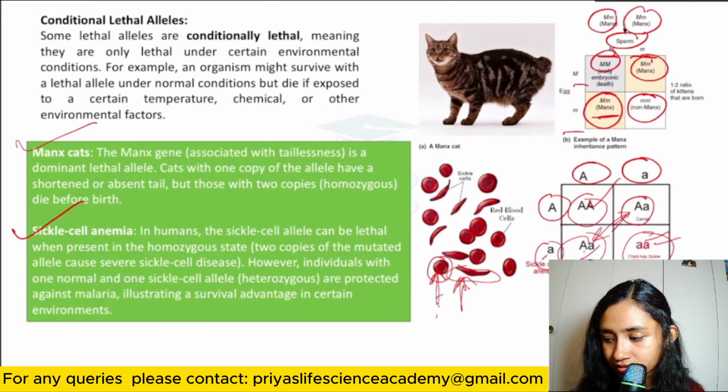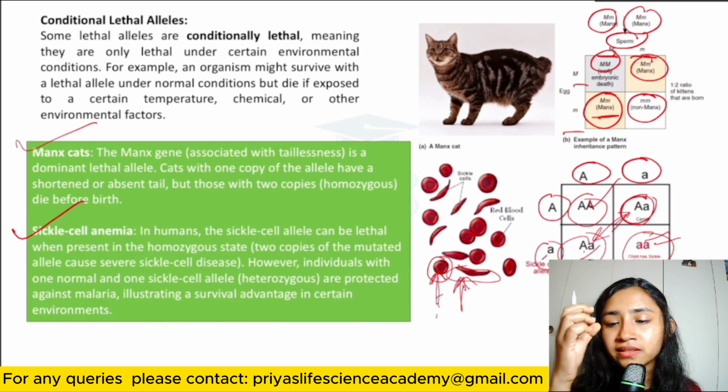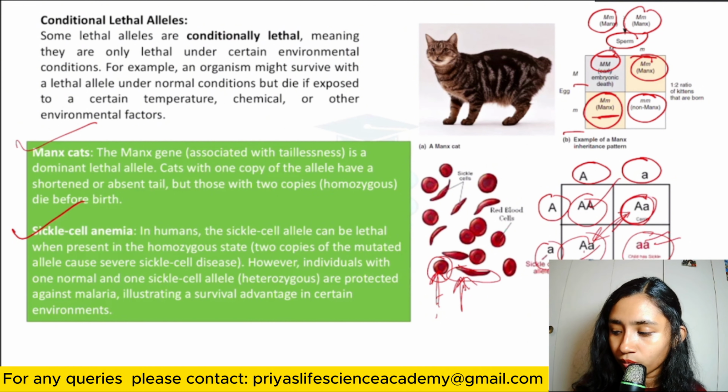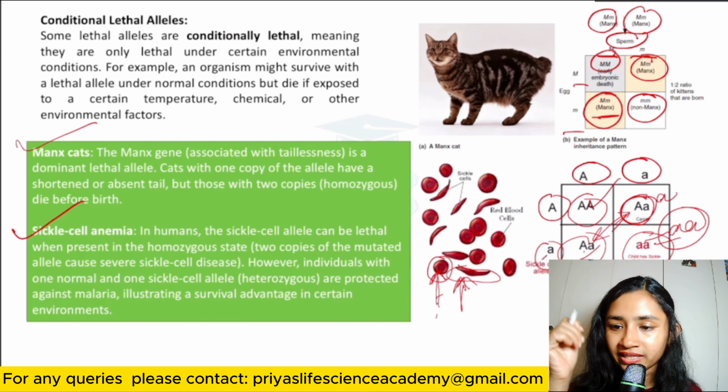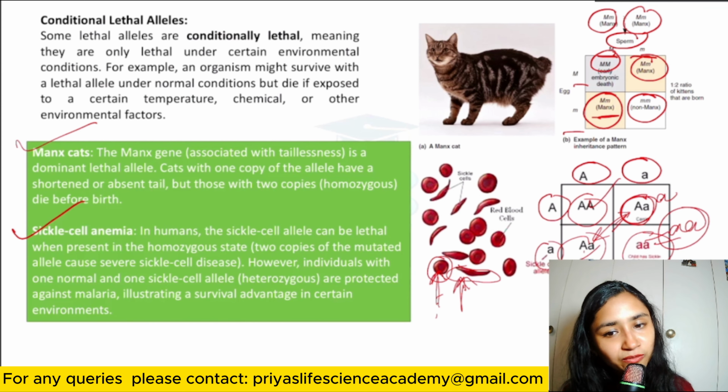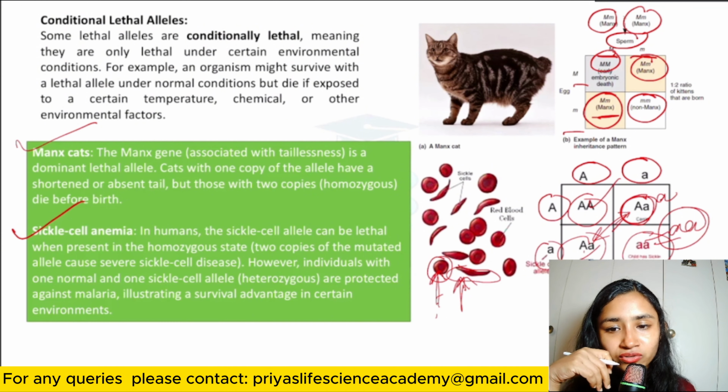Because they are heterozygous, they are not sickle cell patients; they are carriers of sickle cell anemia, because only one small a is there. If two small a were there, they would be the patient. With one small a, they do not have sickle cell anemia, and they are also protected from malaria. That is known as heterozygous advantage.